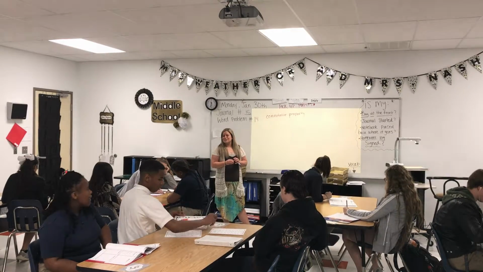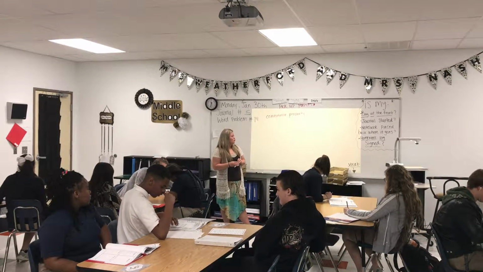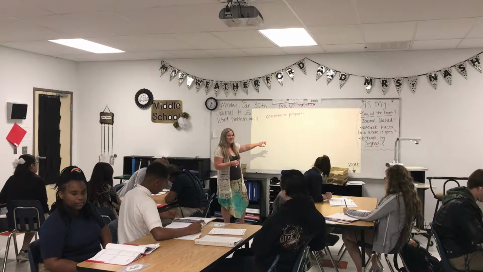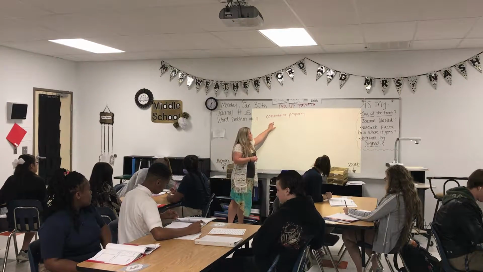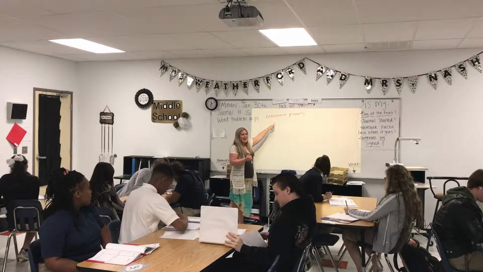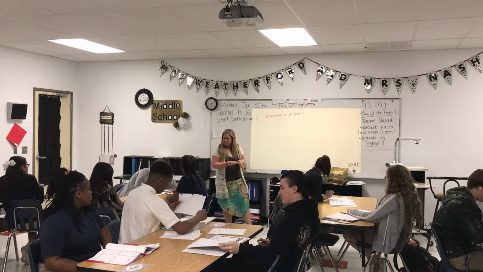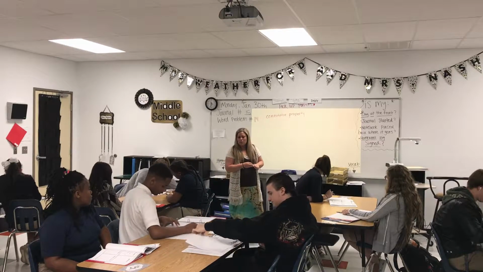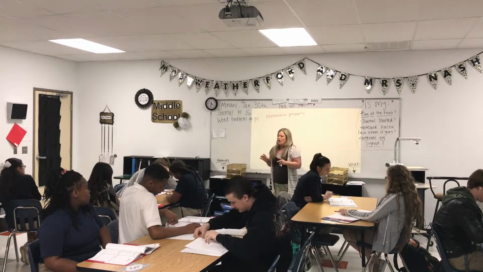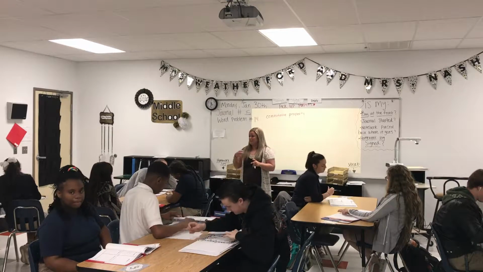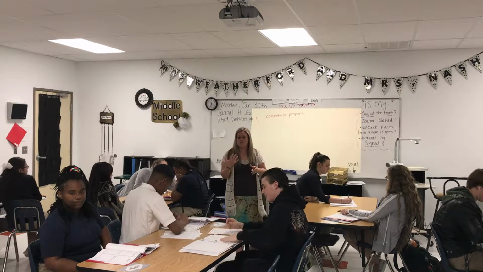Our first vocabulary word is commutative property. Please spell it correctly. C-O-M-M-U-T-A-T-I-V-E. Commutative property. Okay. Now remember, today you don't actually have to write down the definition, but let's talk about the definition.